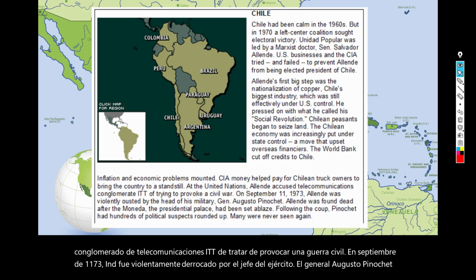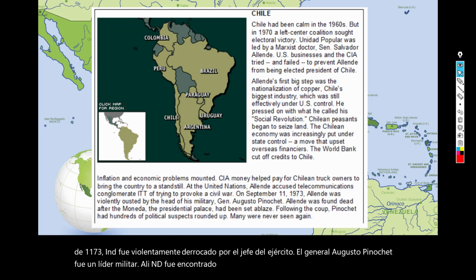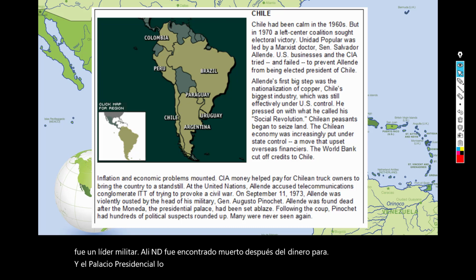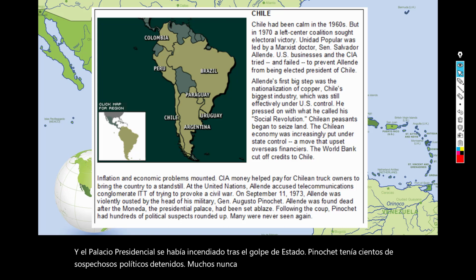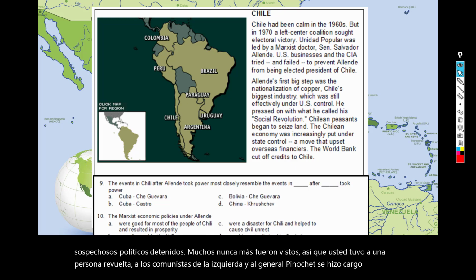Allende was found dead after the Moneda, the presidential palace, had been set ablaze. Following the coup, Pinochet had hundreds of political suspects rounded up. Many were never seen again. So you had one person revolted, the communists on the left, and then General Pinochet took over and kicked out Allende. That's the main thing you have to remember from this.